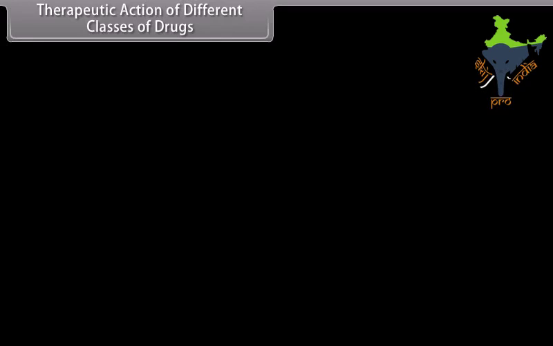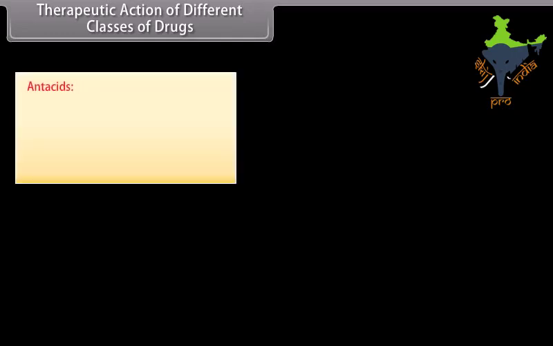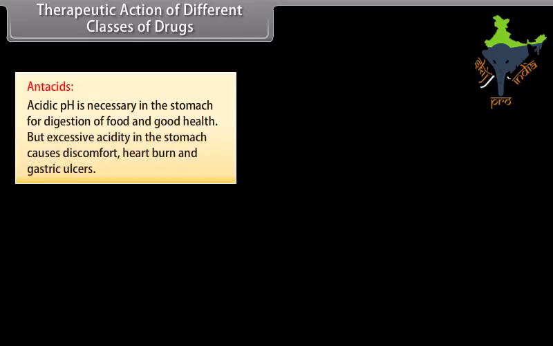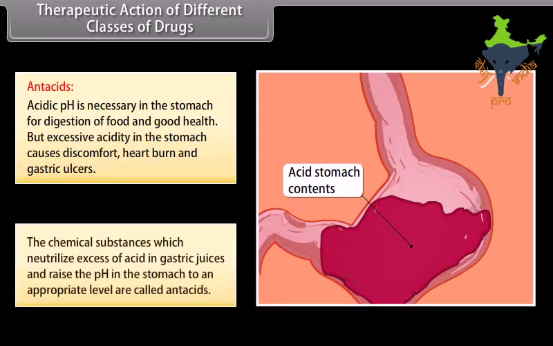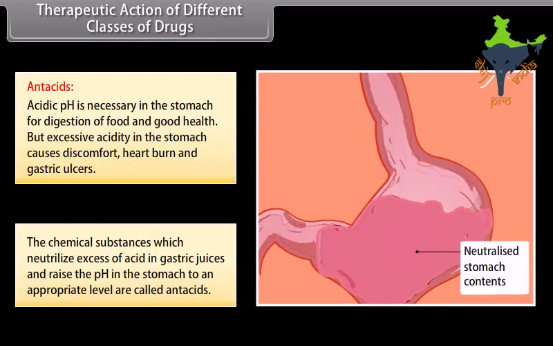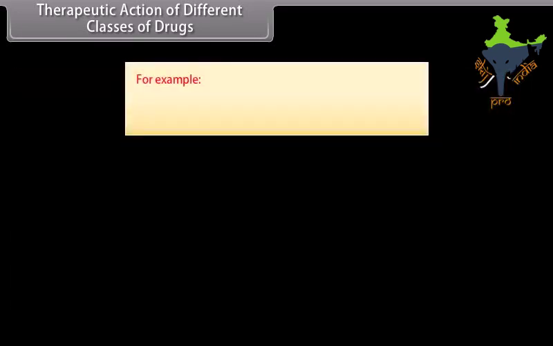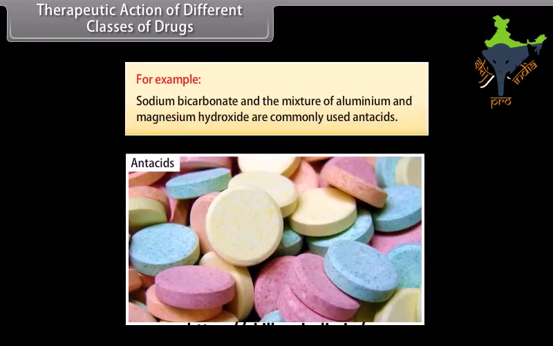Therapeutic action of different classes of drugs. Now we'll discuss the therapeutic action of few important classes of drugs. Antacids. Acidic pH is necessary in the stomach for digestion of food and good health. But excessive acidity in the stomach causes discomfort, heartburn, and gastric ulcers. The chemical substances which neutralize excess of acid in gastric juices and raise the pH in the stomach to an appropriate level are called antacids. For example, sodium bicarbonate and the mixture of aluminium and magnesium hydroxide are commonly used antacids.